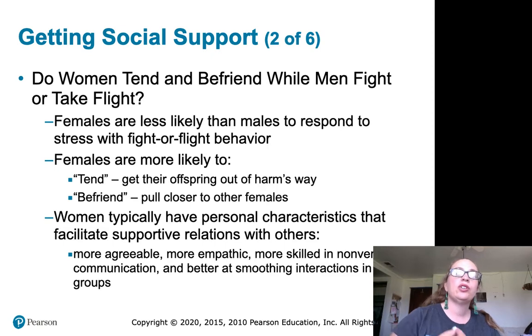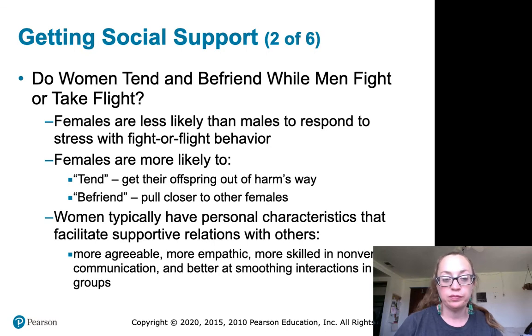Now, when we are in a social relationship, and especially when there's stress, because social support and the need for social support and stress are very tightly linked, how do we behave when we're stressed out? Men are more likely to do fight or flight. Women are more likely to do something that's called tend and befriend. Now, these are generalities, and there are certainly situations where men do tend and befriend and where women do fight or flight. But just statistically speaking, women are less likely than men to fight or to run away in a stressful situation.